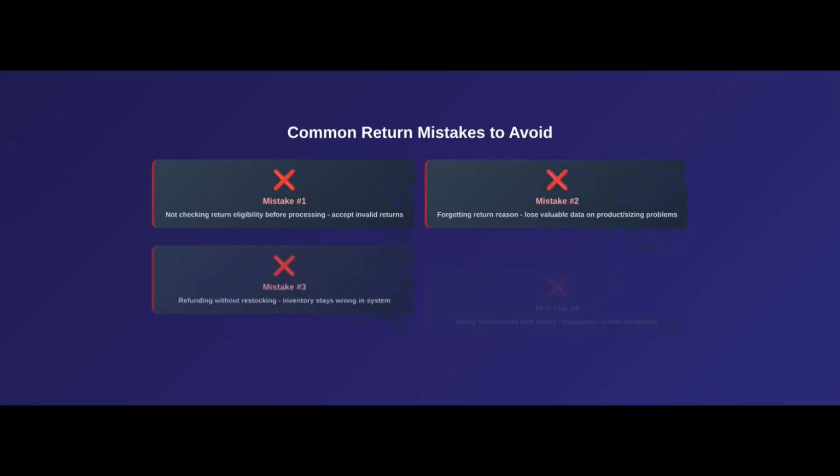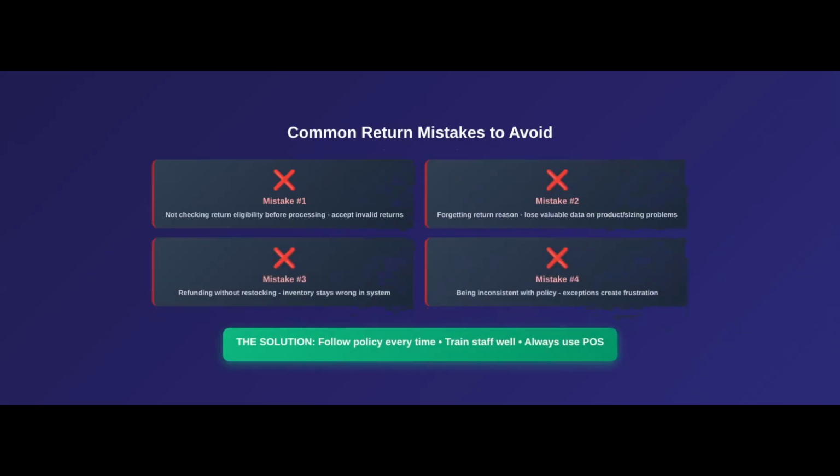Here are the biggest mistakes stores make with returns. Mistake number 1, not checking return eligibility before processing. If the item is past the return window or damaged, you shouldn't accept it. Mistake number 2, forgetting to select a return reason. This data is valuable for identifying problems with products or sizing.